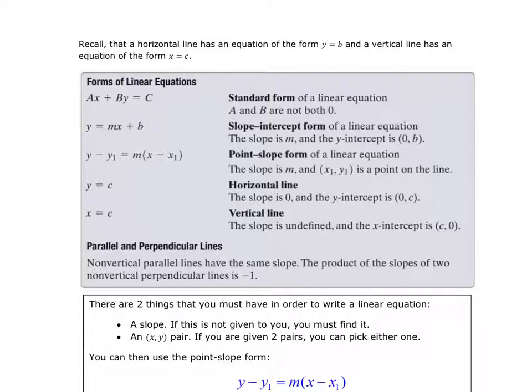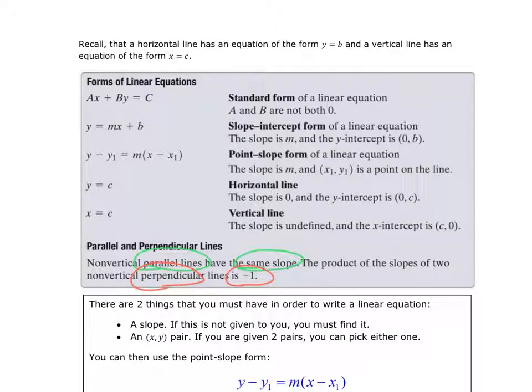Parallel and perpendicular lines. Let's just talk about that for a minute. If my two lines are parallel, they have the same slope. If the lines are perpendicular, and I multiply those two slopes, then the result will be -1.